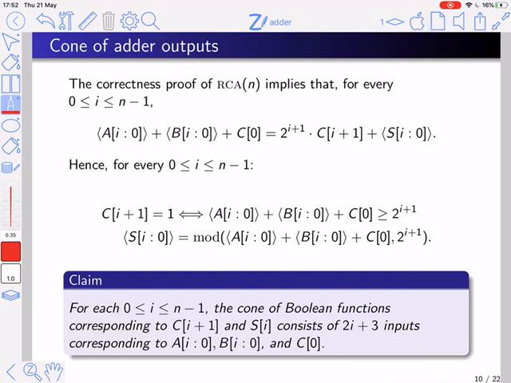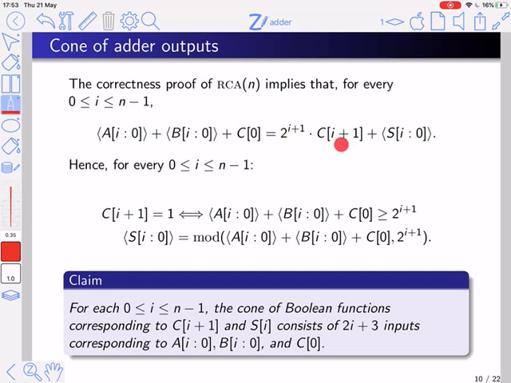Now, if I look at the correctness proof of RCA-N or RCA-i for any i between 0 and n-1, then I know that that Ripple-carry adder is correct, and therefore if I look at the first i+1 bits of A, first i+1 bits of B, and C0, their sum is represented by the first i+1 bits of S plus Ci+1 multiplied by 2 to the power of i+1. Now from this equality I can conclude two things.